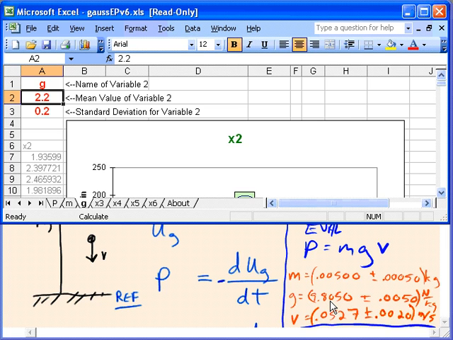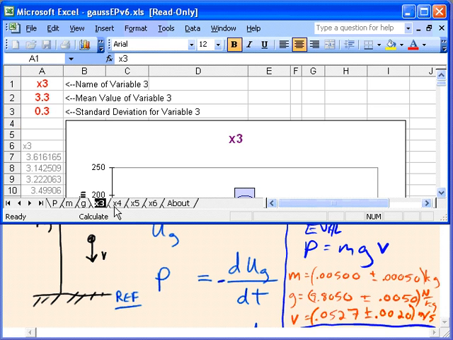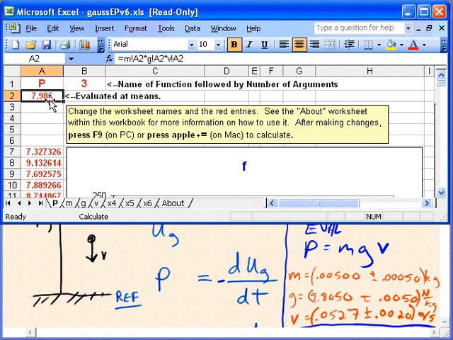Now I'm going to type in the 9.805. Return, plus or minus 0.005. Okay, double click on the next variable. I'm going to call that v, lowercase v for the speed. Return, v return, and then 0.0527. Return and 0.002, return. And go back to my front sheet there.